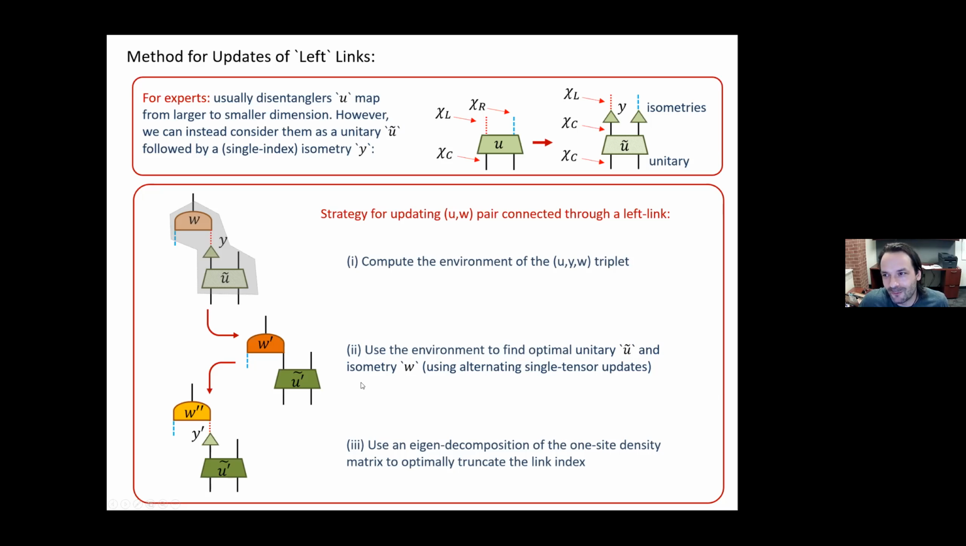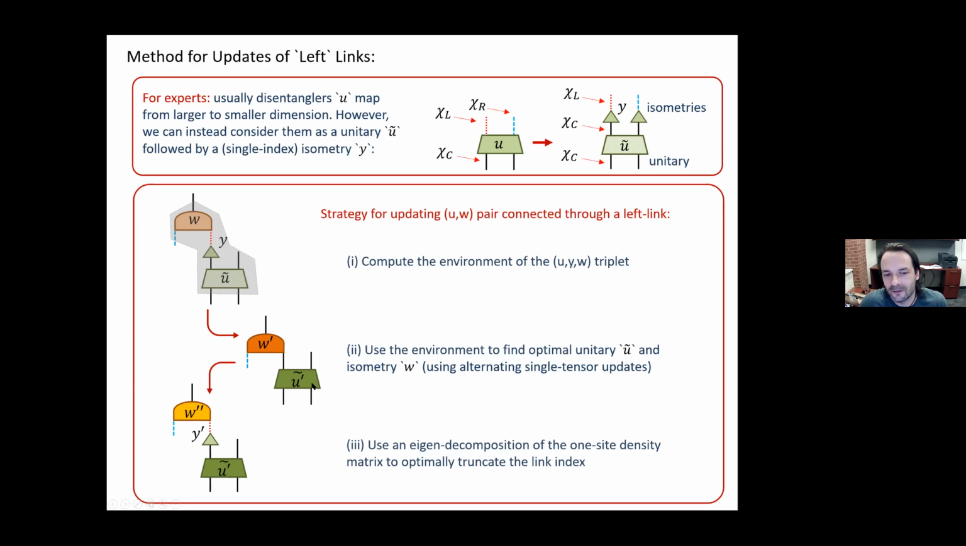And I do this by alternating single tensor updates, which makes it sound as though we're back to a single tensor scheme. However, I would point out that the expensive part of this is computing the environment. And once you have this, it's very, very cheap to do this alternating step here. So I can just do 100 iterations of this alternating scheme with negligible time.